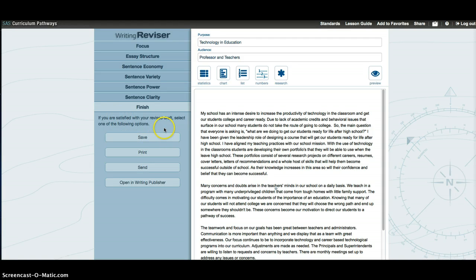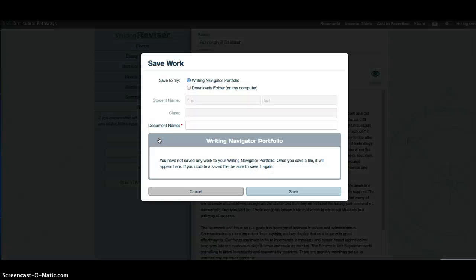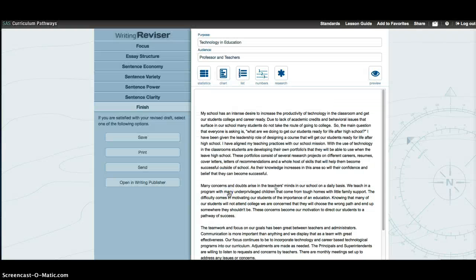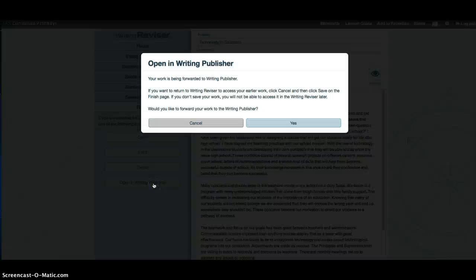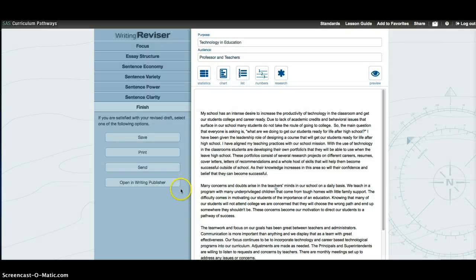And if you are satisfied with your revised draft, select one of the following options. We're going to save it. Alright, let me save it from here. I'll save that one later. We'll do that later. Okay, so this is the Writing Reviser essay.